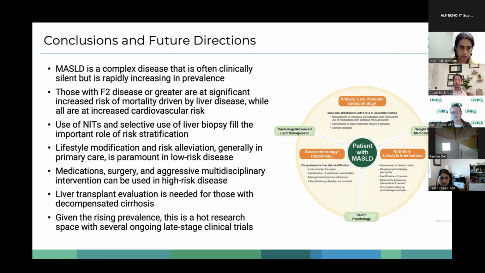Everyone should get lifestyle modification and should work on risk alleviation, but that's especially important in low-risk disease, while medication, surgery, and aggressive multidisciplinary intervention should be used in those with high-risk disease. And then for those who have cirrhosis or decompensated disease, really they should be getting a liver transplant evaluation. So given the rising prevalence, this is a huge topic of current clinical research and investment in the pharmacology space. There's a lot of ongoing late-stage clinical trials, which you'll hear more about over the coming years, so stay tuned.